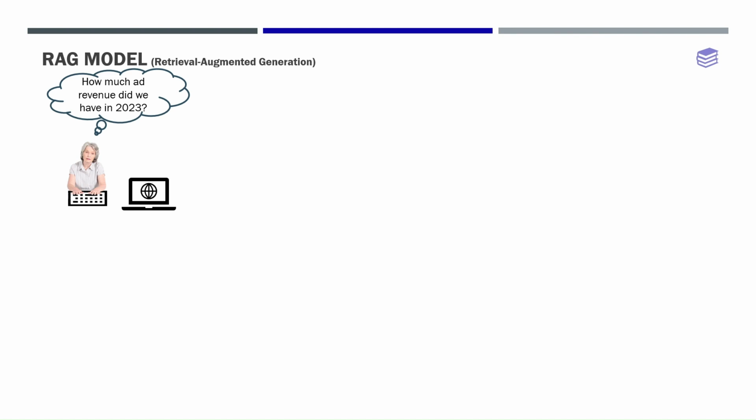So Carol enters her question into her corporate WKRP GPT. WKRP GPT is built using the Retrieval-Augmented Generation approach. This model has access to an extensive corporate knowledge bank to answer questions. So Carol enters her question now into WKRP GPT: How much ad revenue did we have in 2023?